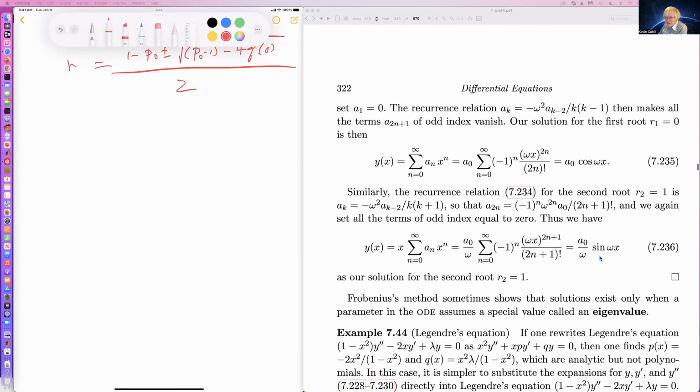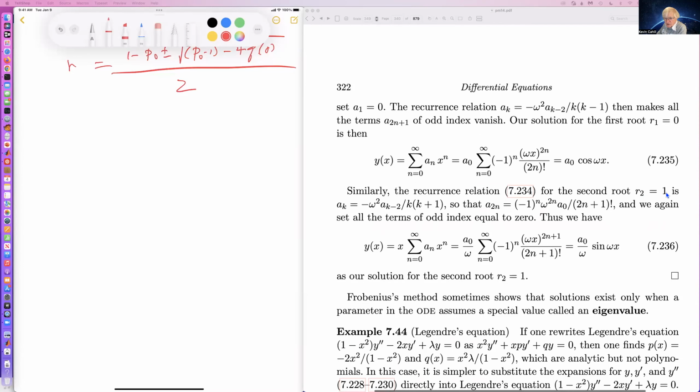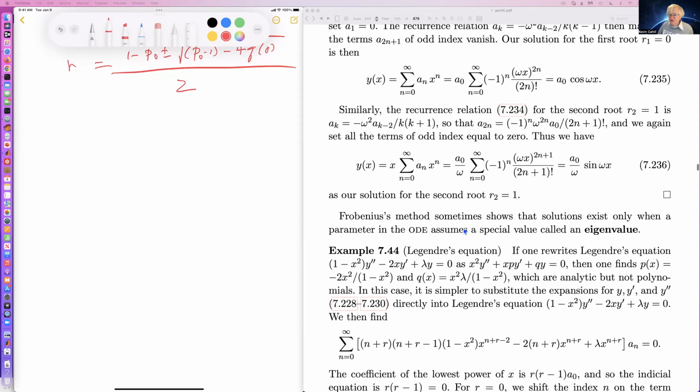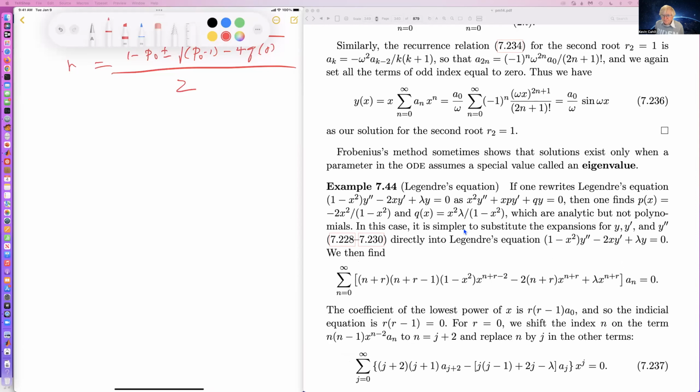cosine. And if you do the same, use the second root, r2 equal to 1, you then get the odd terms, and a2n then is a0 omega squared to the n, -1 to the n over 2n plus 1 factorial, and plug that in, you get a sine. And so what you get, by the Frobenius method, is ways of constructing power series for your differential equations.